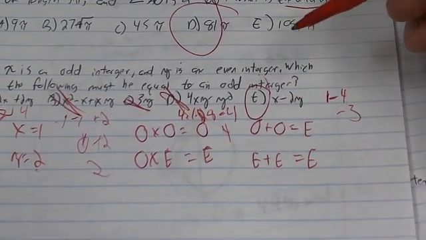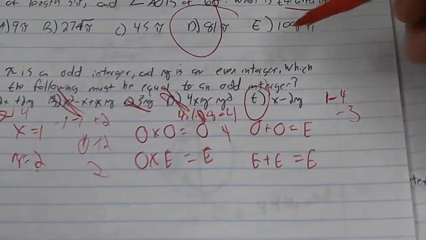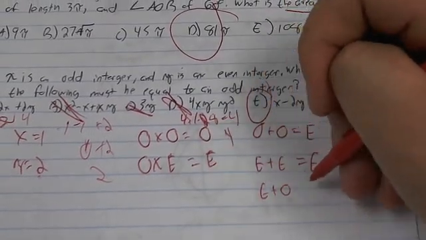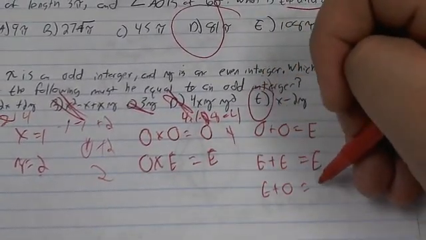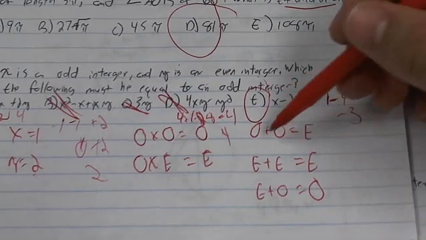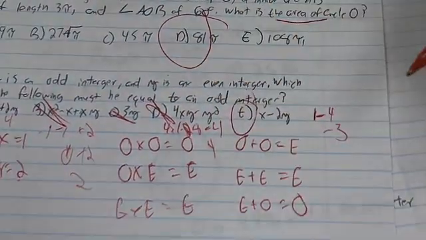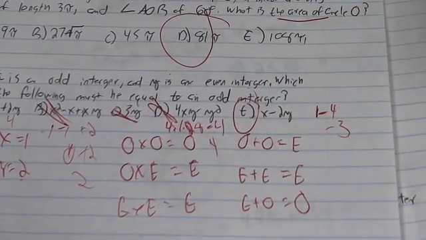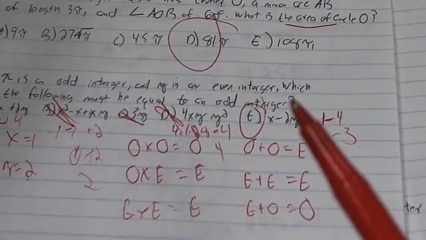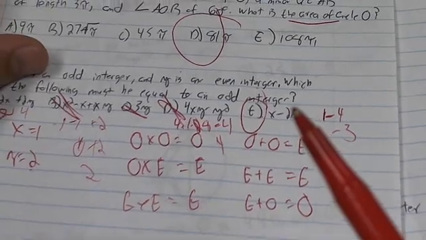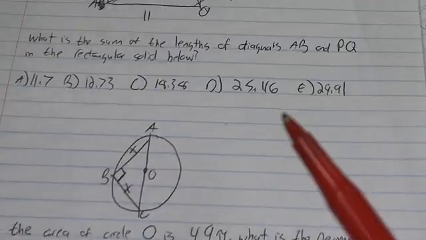Or we go back. No, I forgot to do even plus odd. Sorry. 3 plus 2 is 5, so that's odd. Alright? So we have those two possibilities. So the answer is E. Sorry, guys. So you either memorize this or you just plug in numbers. And that's pretty much all you have to do.